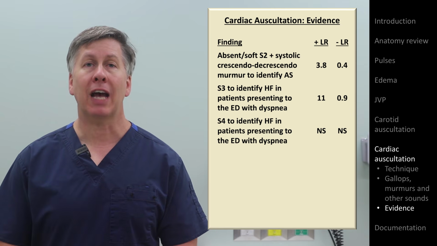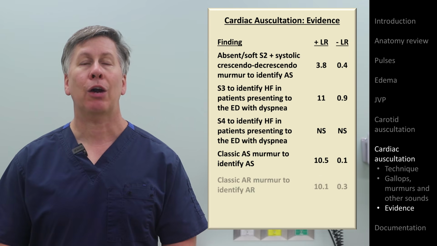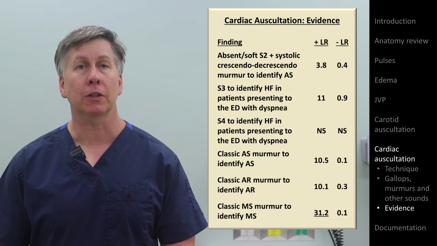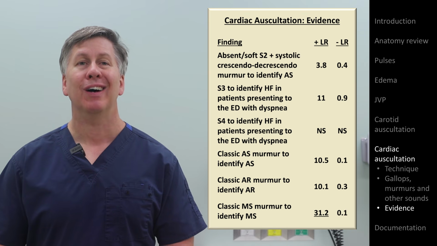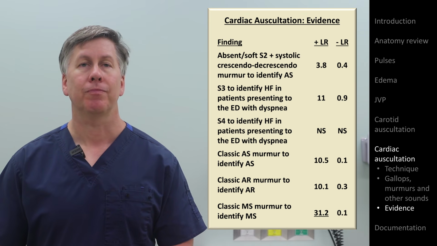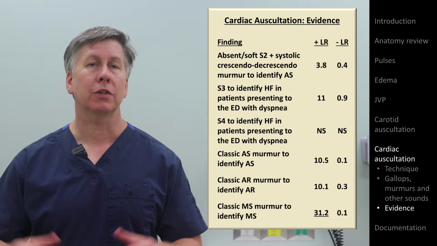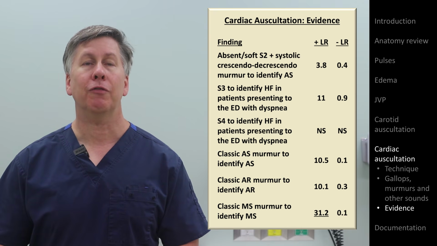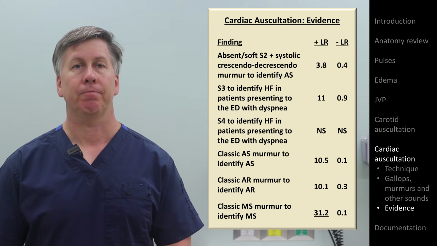Whether or not the examiner hears a characteristic murmur of aortic stenosis, aortic regurgitation, or mitral stenosis, all will have significant impact on the presence or absence of those valvular diseases. And here the meaning of "characteristic" refers to a combination of classic timing, shape, and location.